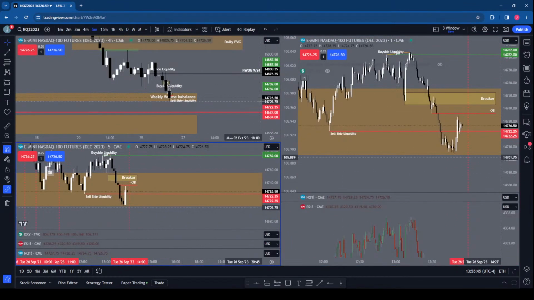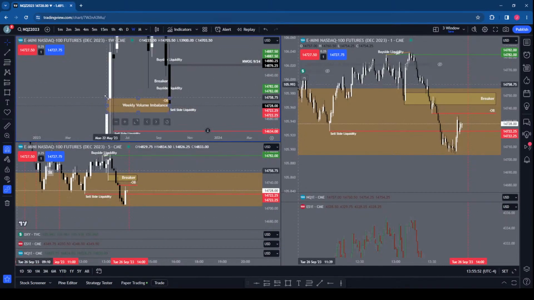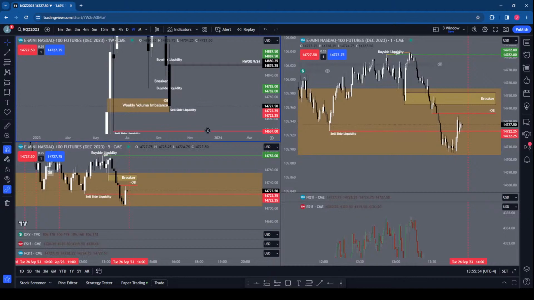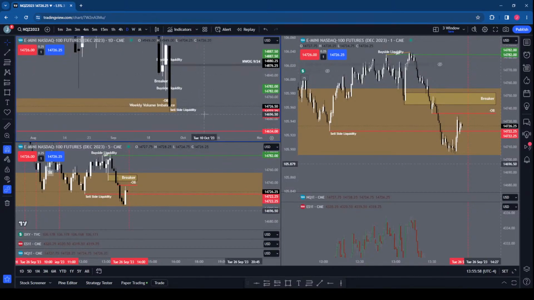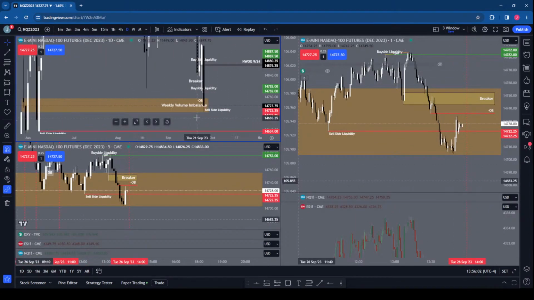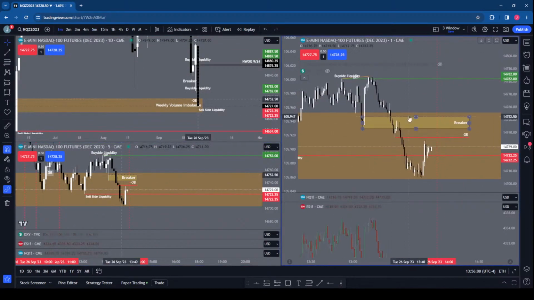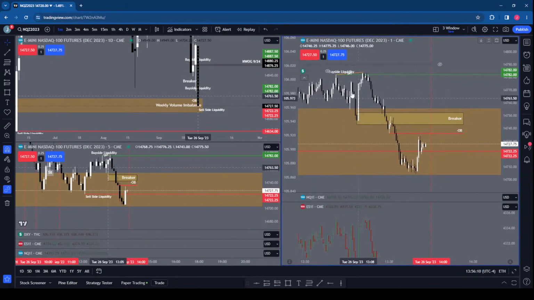We are now at the bottom of this weekly volume imbalance. So it's this weekly volume imbalance right here. On the daily, we came very close to the bottom of it. We took the lunch sell side liquidity. I outlined this breaker here. So it's the high, low, higher high.